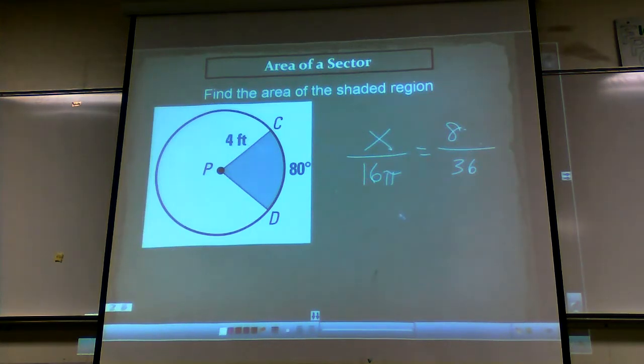All right, so now, just cross multiply. And like I said yesterday, if the variable's on top, I don't care about multiplying the 36 over, that's not what I need to do. Okay, all I gotta do is take that denominator, multiply it up there, and get it by itself. So what's 8 times 16?